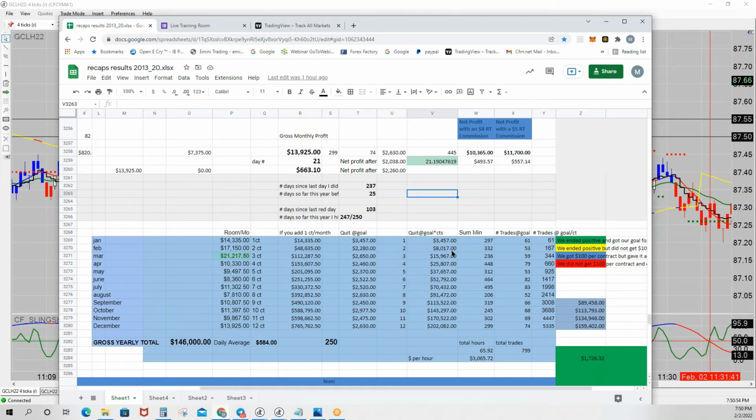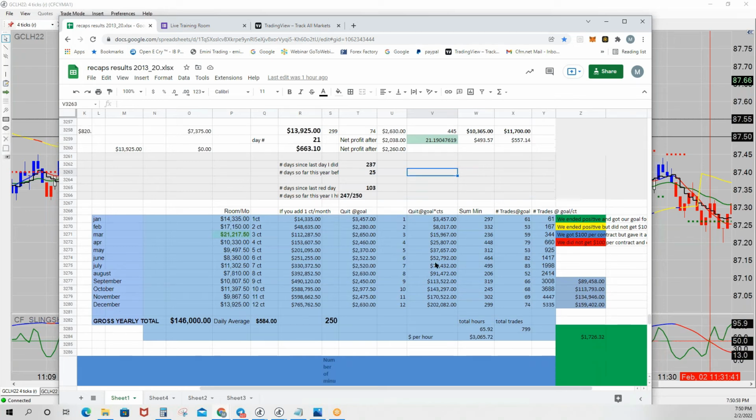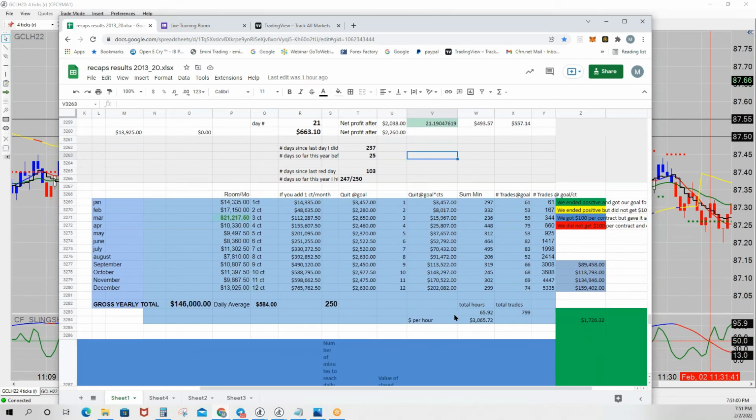If you add one contract per month and you quit trading whenever you got the goal for the day, and you did everything exactly the same as I did, then you're going to get down here, and I worked a total of 65.92 hours last year. For the whole year, I worked 65.92 hours getting my goal for the day.